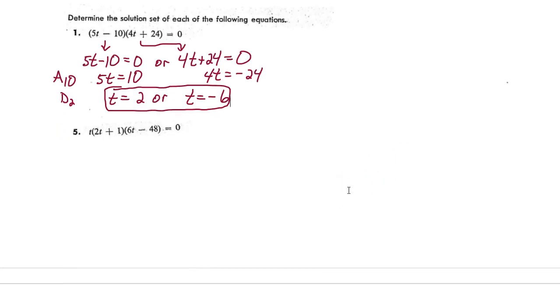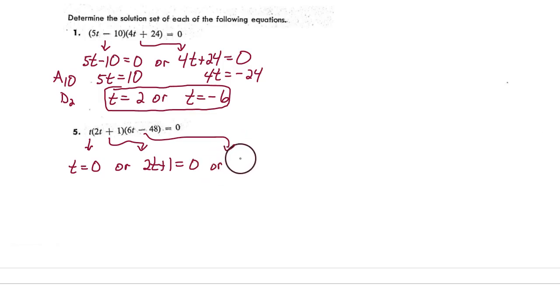Number 5, do you notice the format that you have? It's got equals 0, and on the left side, it is factored form. So take the first factor, which is just a t by itself, and say equals 0. Take the next factor, which is 2t plus 1, and say equals 0. And take the next factor, which is 6t minus 48, and say equals 0. This first one is already solved, but these next two we can do some work on.